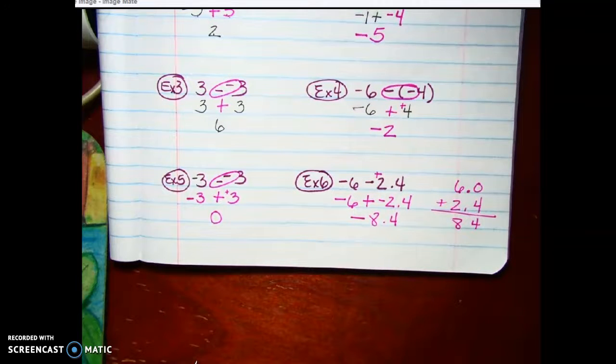That, my friends, is how we use the algorithm to subtract integers and rational numbers. Sorry for all my mistakes along the way.